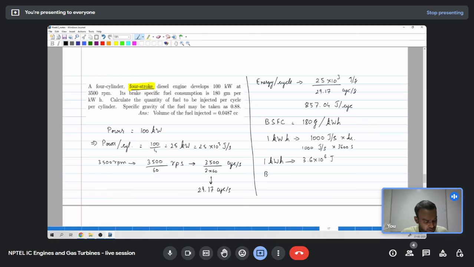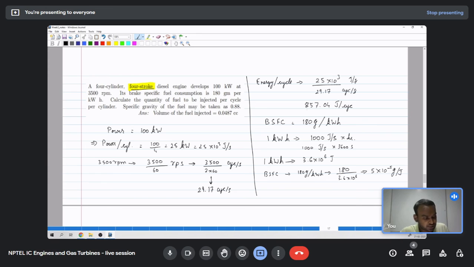Now with BSFC, we know it is 180 grams per kilowatt hour, that is 180 divided by 3.6 into 10 power 6 joules, right? Now we will get grams per joule. So this is 5 into 10 power minus 5 grams of fuel needed to produce every joule of mechanical energy output.